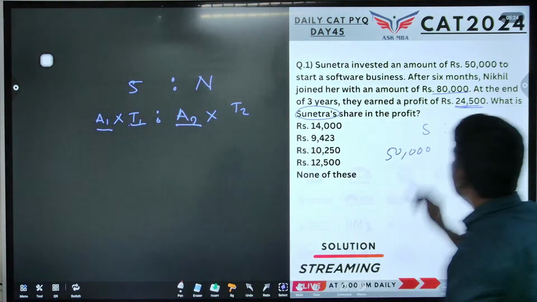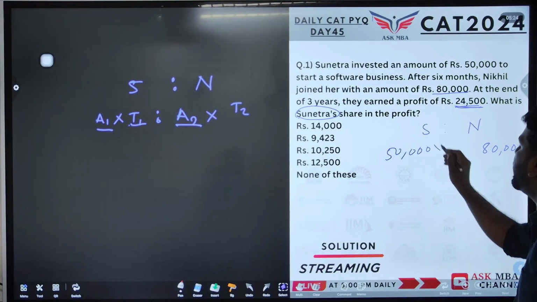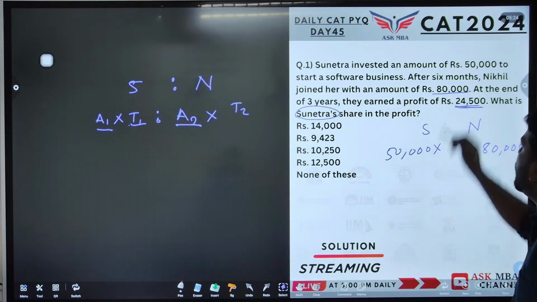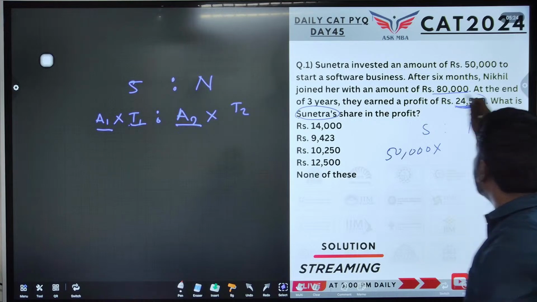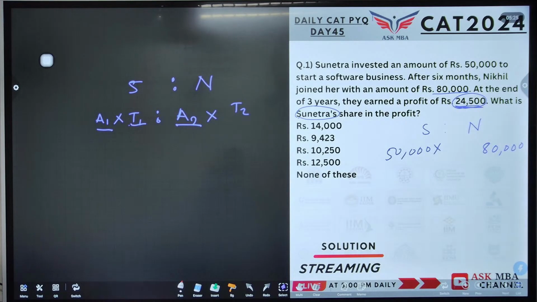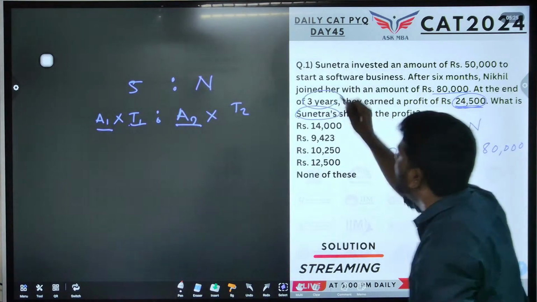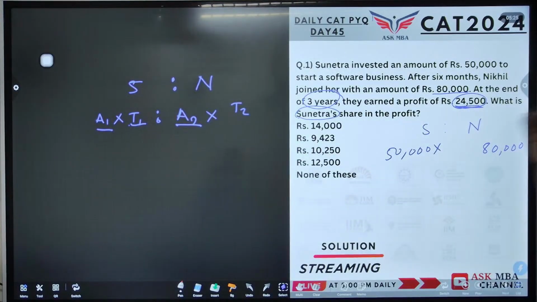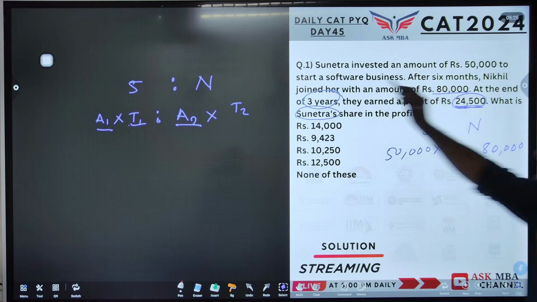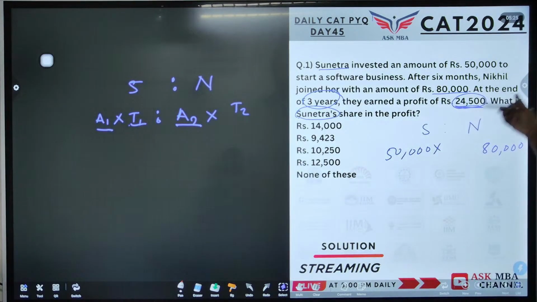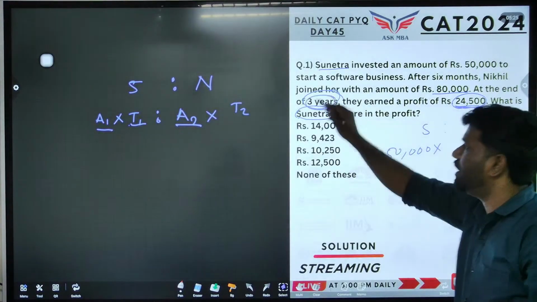अब ये जो सुनीत्रा ने 50,000 डाला था, ये कितने टाइम पीरियड के लिए डाला है, that we have to find out. First, they have earned the profit of 24,500 after 3 years, right? So दोनों ने टोटल 3 साल के लिए अगर डाला होता तो यहाँ पे डायरेक्ट into 3 और डायरेक्ट into 3. But what is happening here? Sunitra has invested for all the 3 years, for the entire 3 years.